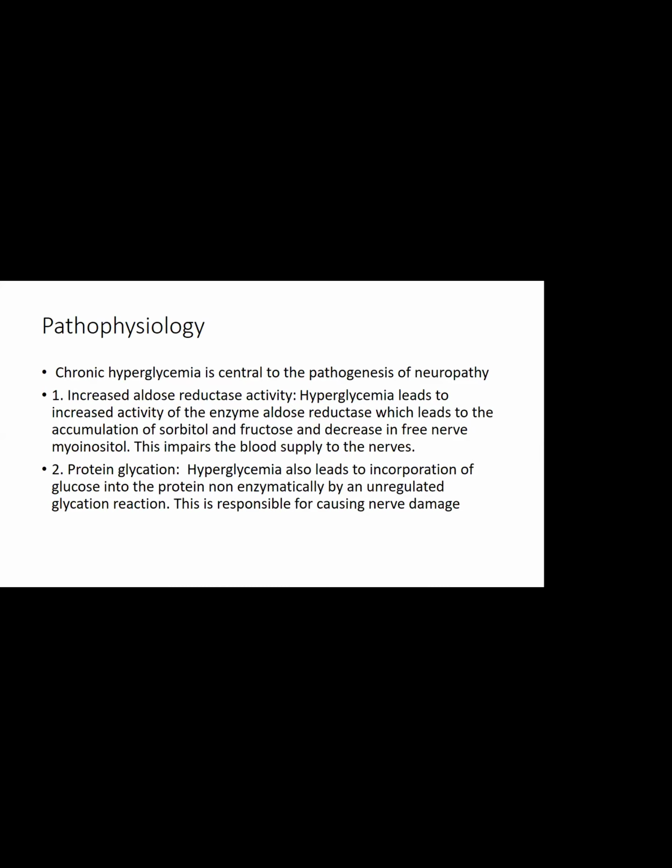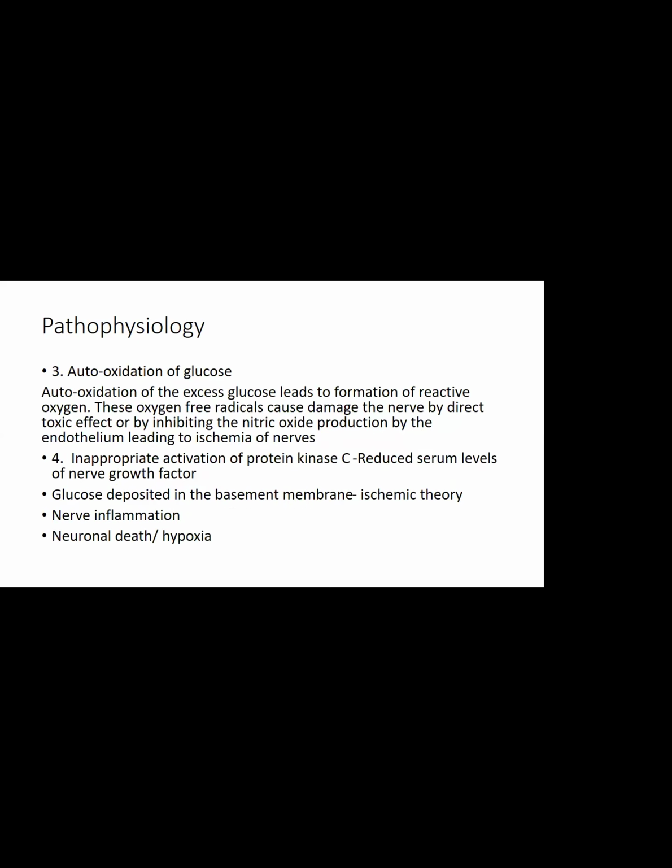Another postulation is protein glycation. Hyperglycemia leads to incorporation of glucose into protein non-enzymatically by an unregulated glycation reaction. This is also responsible for nerve damage that is seen in diabetic neuropathy.